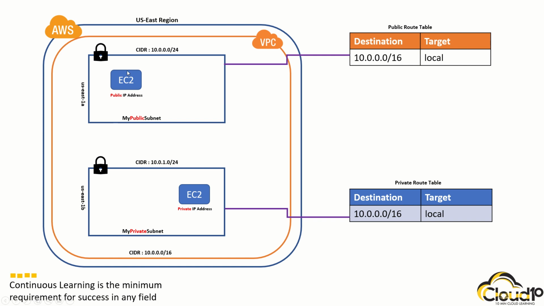Next, I'm going to create two EC2 instances. One EC2 instance will have a public IP address, and the other EC2 instance, which is going to be created within the private subnet, will not have any kind of public IP address. It will only have the private IP address.